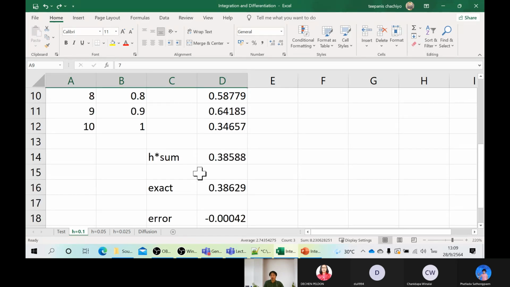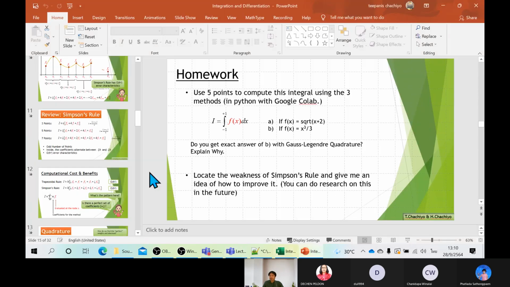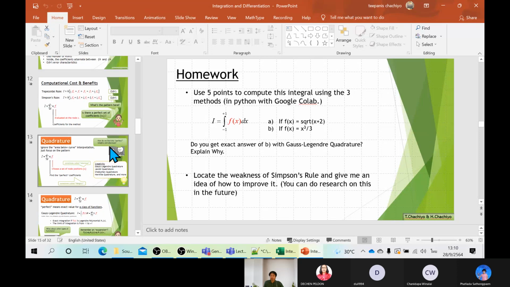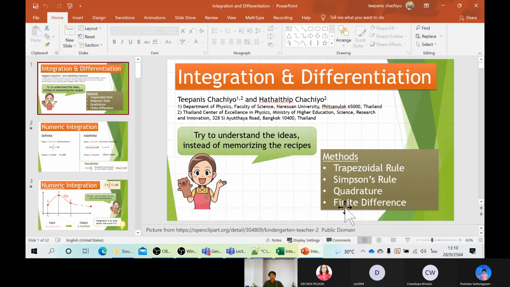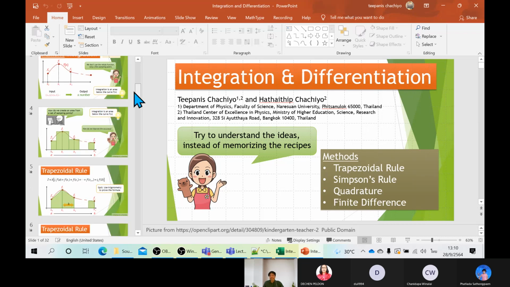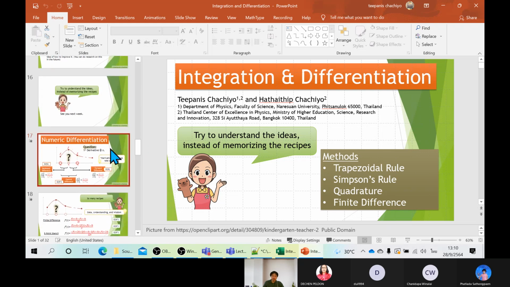So I made a mistake, and you have to be better than your teacher. Okay, that's the improvement of the generation. So let's get back to the topic for today. Today we are going to continue what I left off from the previous week. I did not talk about finite difference, so I am going to begin the lecture with numeric differentiation.